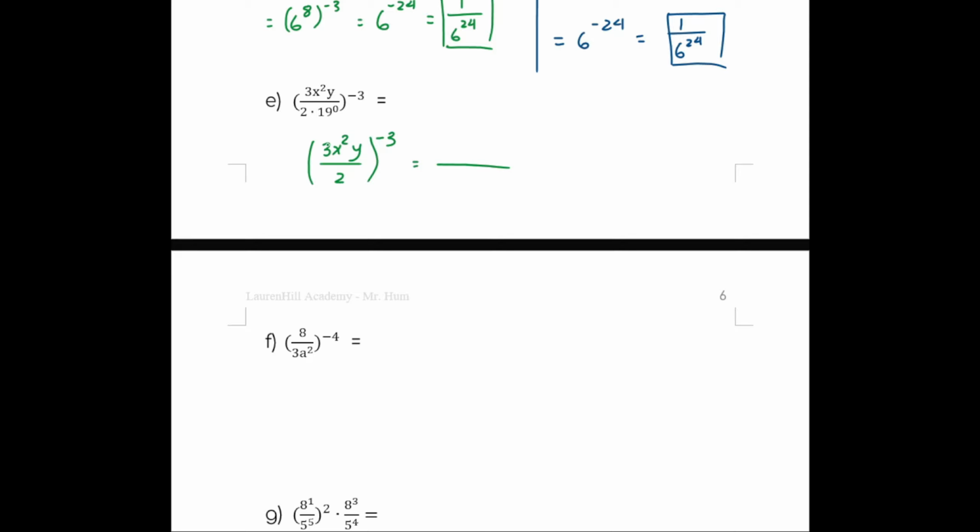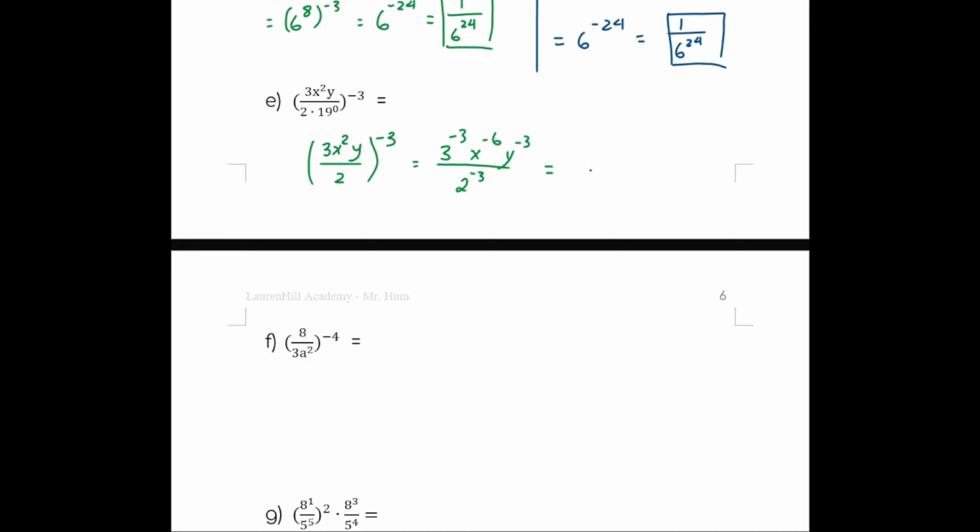Okay, so 3 to the 1, right? To the times minus 3. 1 times minus 3 is minus 3, right? X to the power of 2 to the power of minus 3. 2 times minus 3 is minus 6. Y to the 1 to the power of minus 3. 1 times minus 3 is minus 3. Down here we've got 2 to the 1, right? To the power of minus 3. 1 times minus 3, I mean, is minus 3.